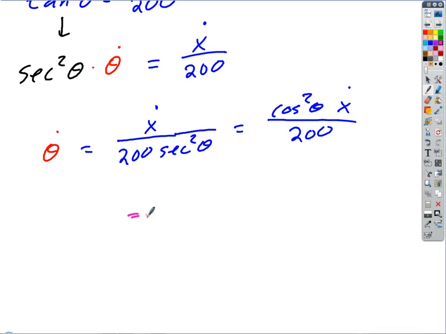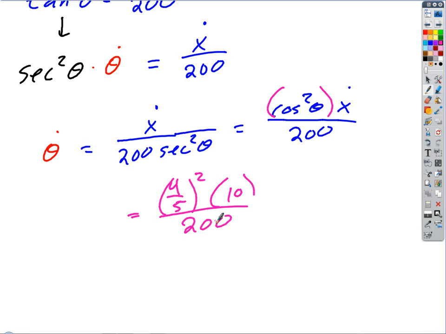So we end up with cosine squared theta is just 4/5 squared. X dot was 10, wasn't it? Divided by 200, that's my answer. We'll turn it into a number, but that's how you do that. Okay? Make sense?